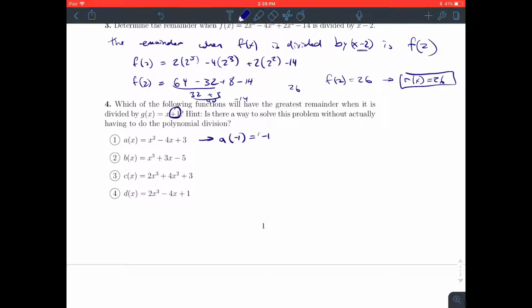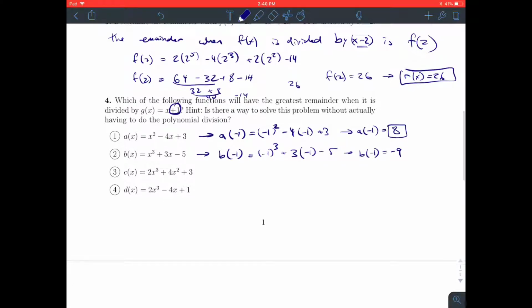So a of negative 1 is equal to negative 1 squared minus 4 times negative 1 plus 3. Negative 1 squared is 1, plus 4, that's 5, plus 3, that's 8. So the remainder is 8 for the first one. For the next one, we do b of negative 1. b of negative 1 is negative 1 cubed plus 3 times negative 1 minus 5. This is negative 1 minus 3 minus 5. b of negative 1 is negative 9.